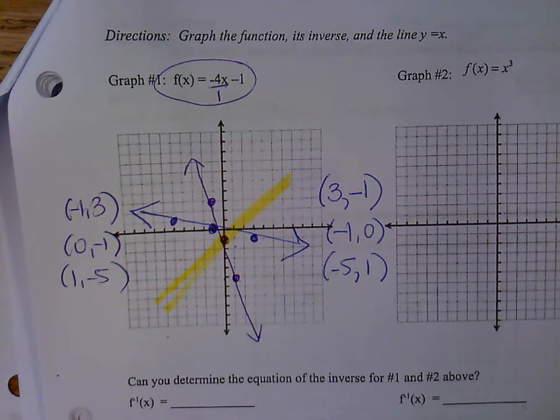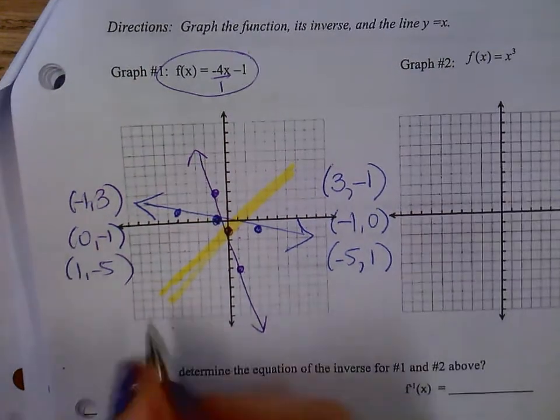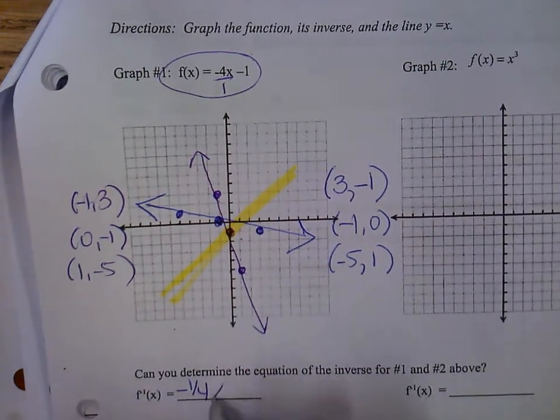I want you to notice something. This had a slope of -4 over 1. What does this have a slope of? -1 over 4. So they have reciprocal slopes. So it's -1/4 x for the equation of that other line.